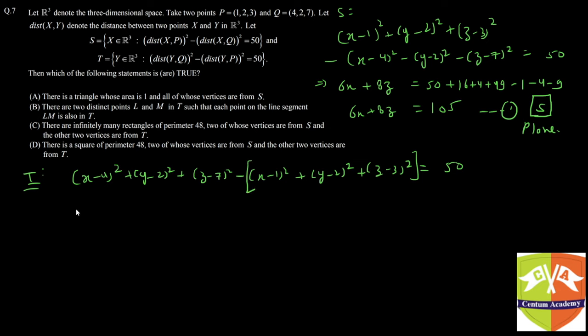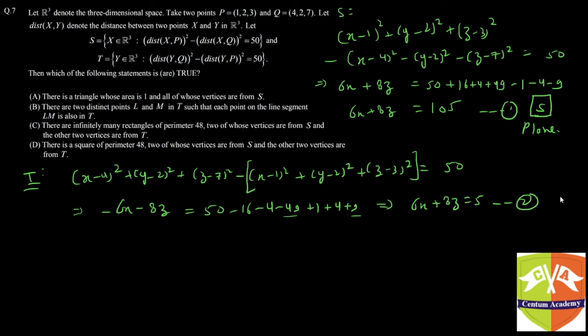Again, x square, y square, z square will cancel. Here what will remain is minus 6x minus 8z, and all the other terms will go on that side, so it will become 50 minus 16 minus 4 minus 49 plus 1 plus 4 plus 9. So minus 49 plus 9 is how much? Minus 40. Minus 40 plus 5 is minus 35. 50 minus 55 is minus 5, and if you multiply with a minus sign, then you get 6x plus 8z is equal to plus 5. This is the set T. So both of these represent parallel planes.